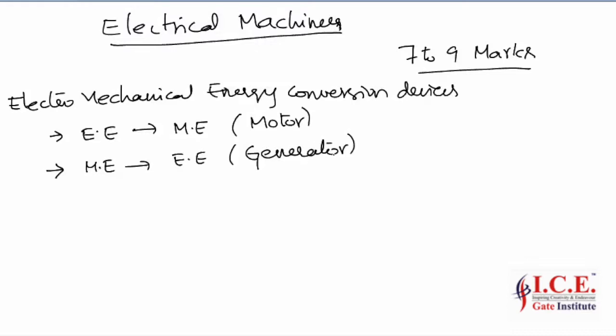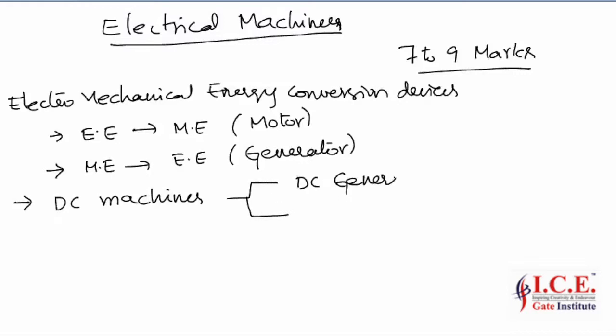Based upon the available nature of the electrical power supply, the machines are classified broadly into three types. The first one is DC machines, which consists of the topics DC generators and DC motors.